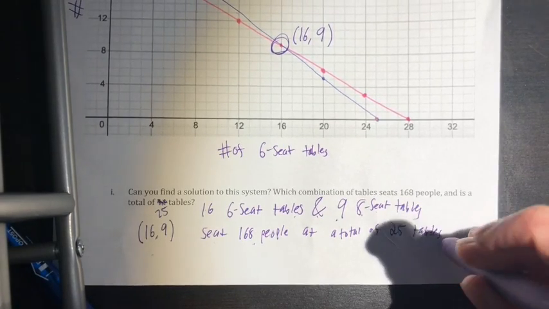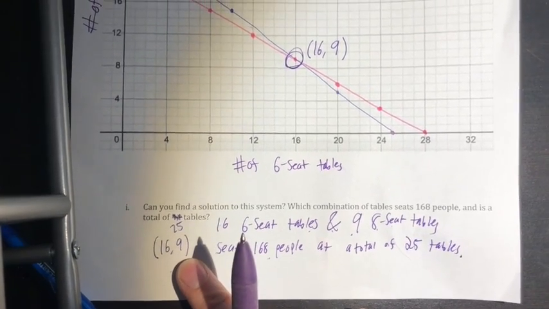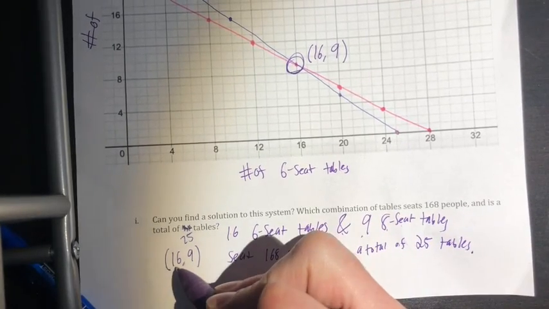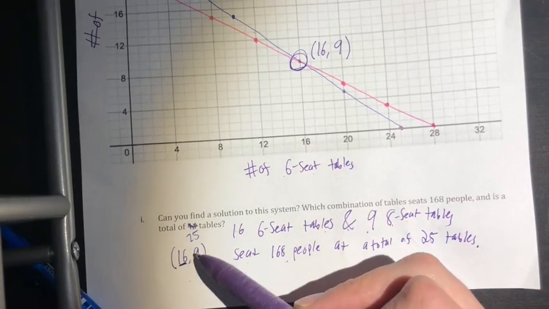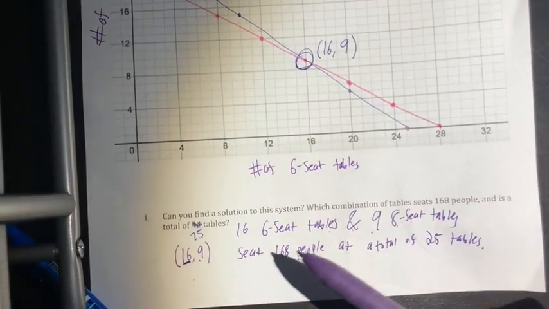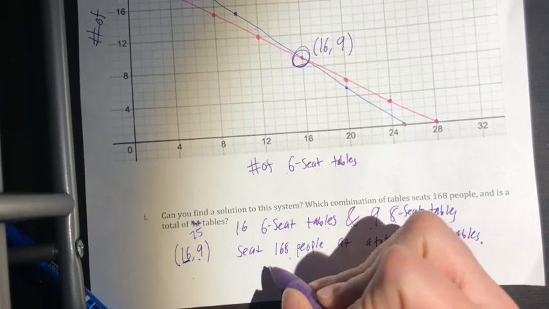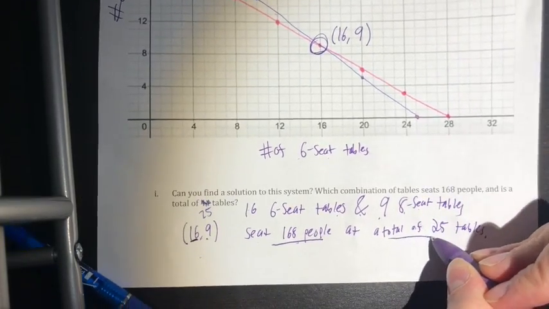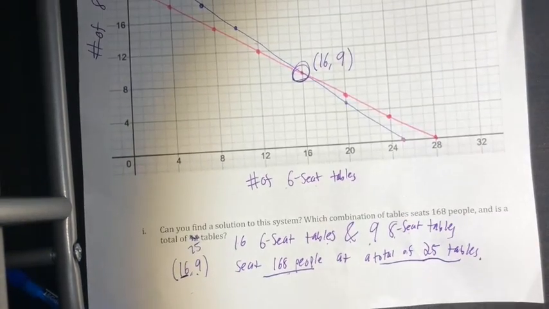And in our last couple of exit slips, where I've had you explain what this point means, I'm not getting phenomenal explanations. So I really want to focus on saying that the ordered pair, 16, what's the 16? Well, 16 is 6-seat tables. And 9 is the number of 8-seat tables. That point meets both of my criteria. That point seats 168 people, and it's a total of 25 tables. So you want to make sure you're saying, why is that point the solution? Why do we care about that?